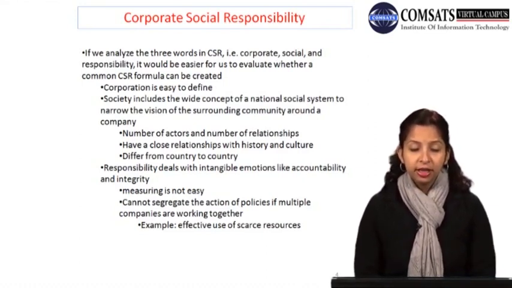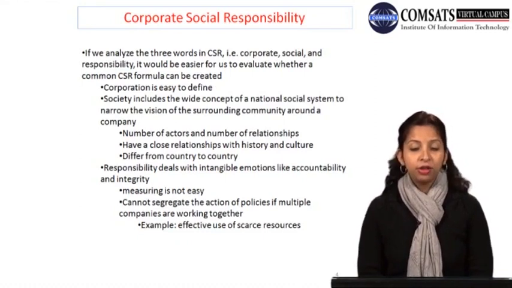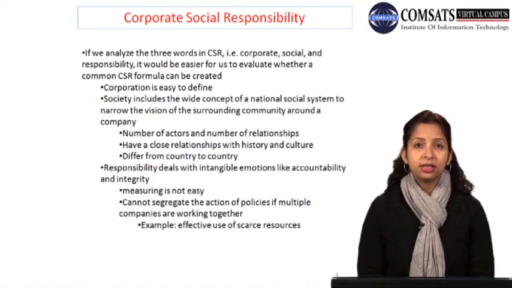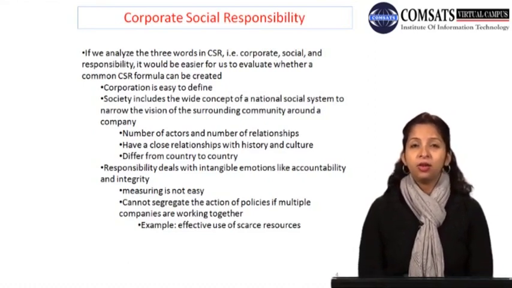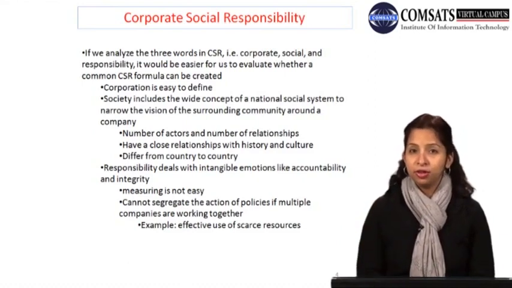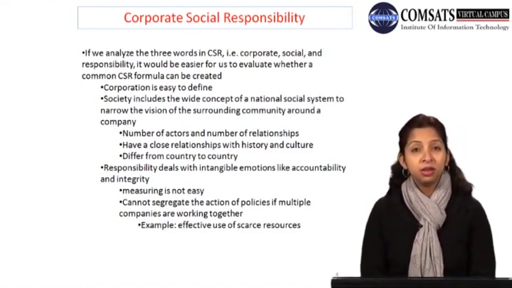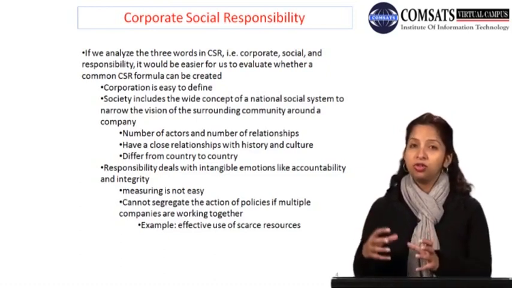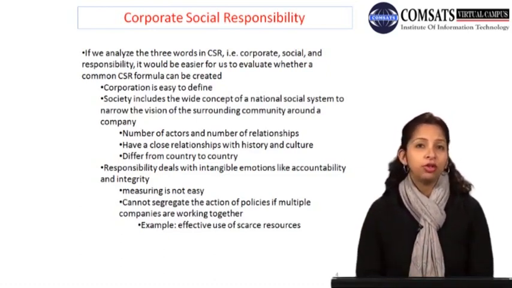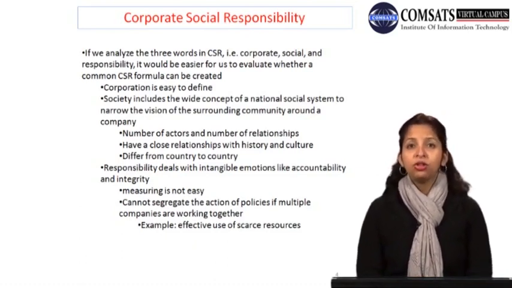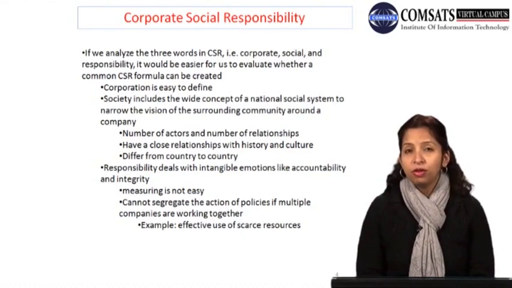The second thing is that when we are talking of a society, it has a close relationship with history and culture. Isko hum pehle ke chapters mein discuss kar chuke hain. What makes a society today is the history and the culture of that particular country. So the determinants of society are history and culture, and every country's history and every country's culture is different. As a result of which, since the history and the culture are going to be different, society is going to be different as well.